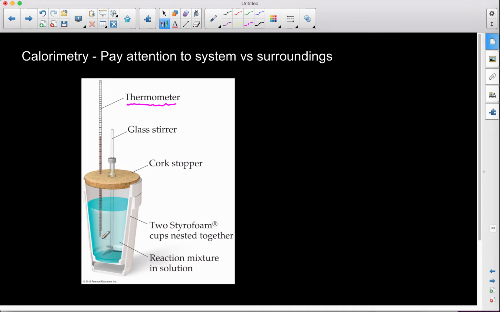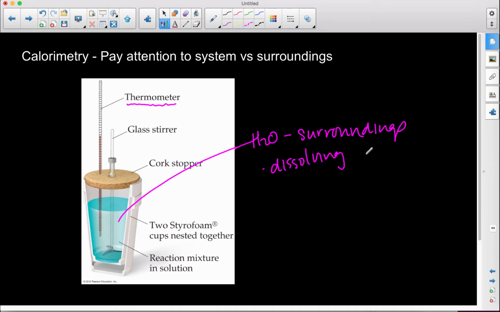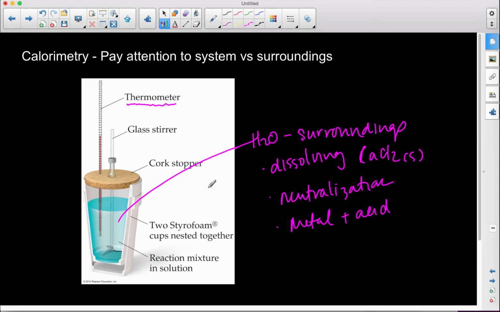Now, here, when we're doing this, really, really important, the water is almost always going to be our surroundings. Okay, because let's say that we are, for example, dissolving CaCl2, right? Or we could be doing some kind of neutralization reaction. Or we could be doing a metal plus an acid reaction, right? We could be doing any kind of these reactions in here, but the point is that there's always going to be a water component, right? Here, it's going to literally be the water sitting in there, right?